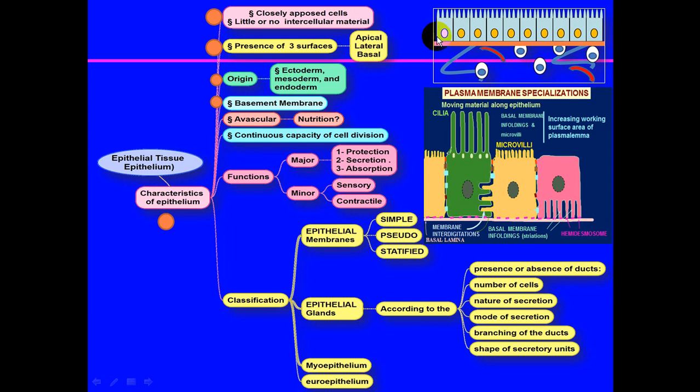Basement membrane. Below the epithelium, you have got the basement membrane. It is acellular, and it is made up of two layers, the lucid and the denser part of the basal lamina, including some reticular fibers.